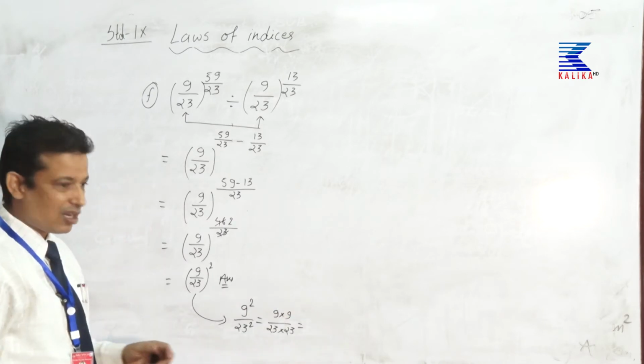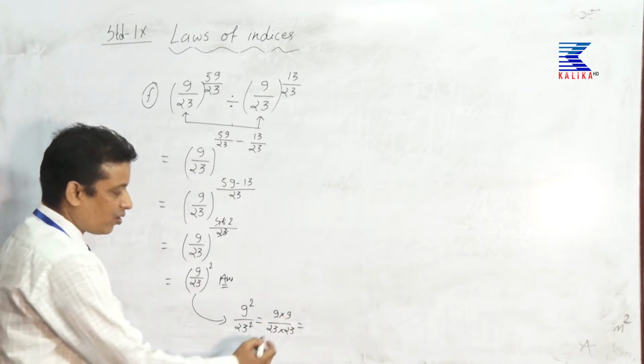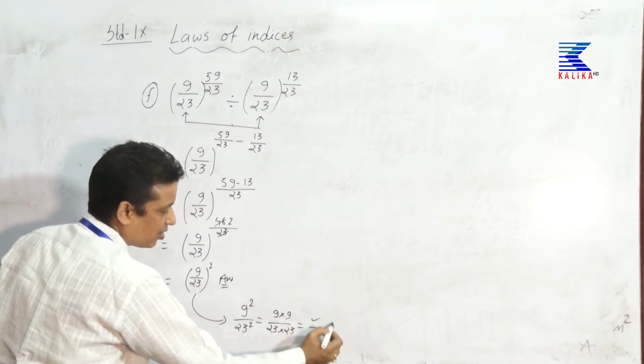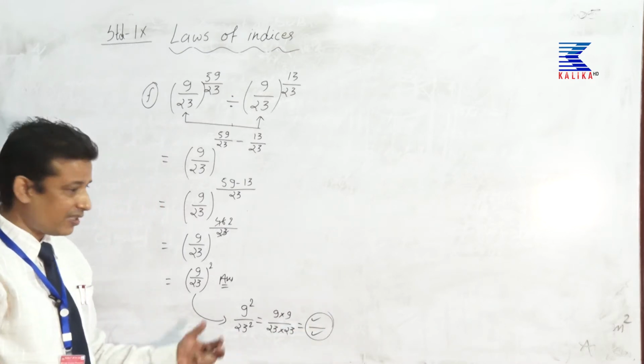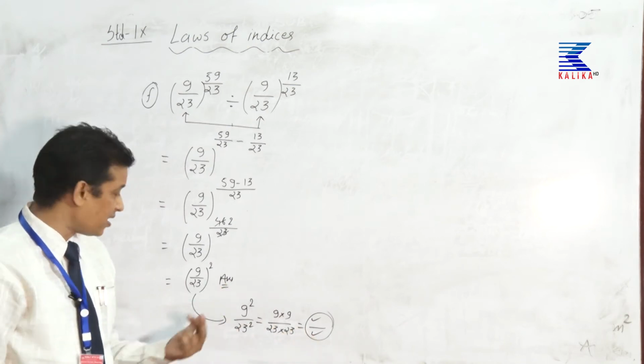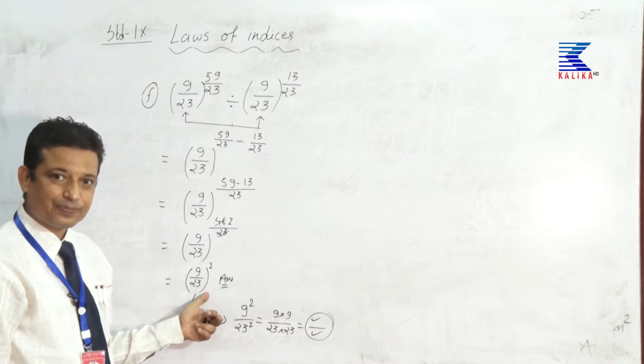And what result comes? You can try by yourself. 9 into 9, how much? 23 into 23, how much? This will be the answer. This can be simplified in this form, or as we are learning laws of indices, you can leave it here.